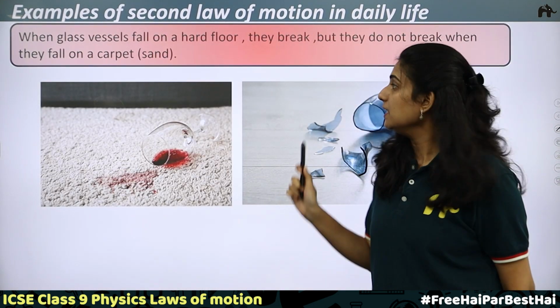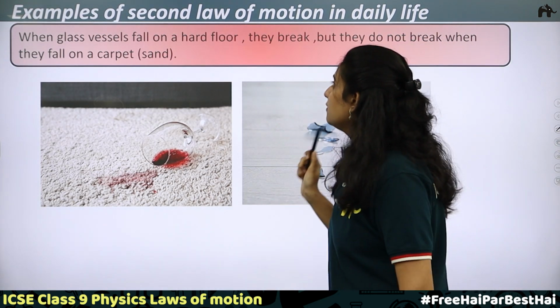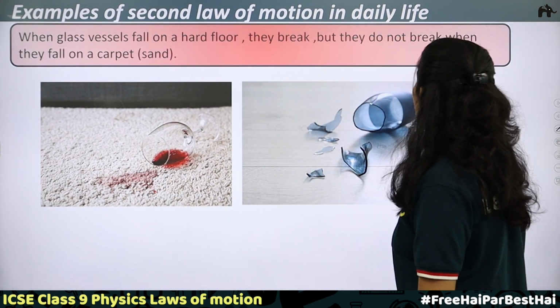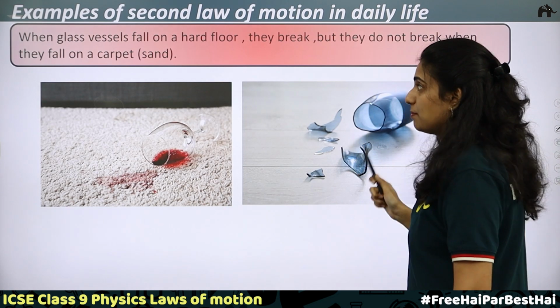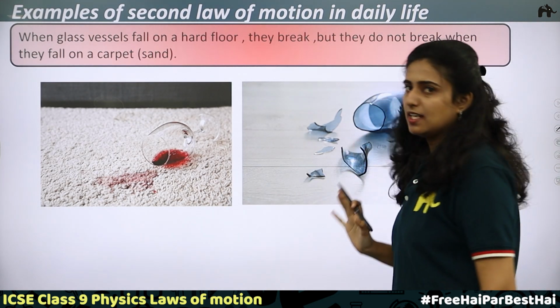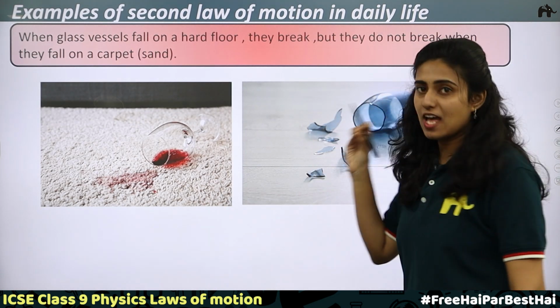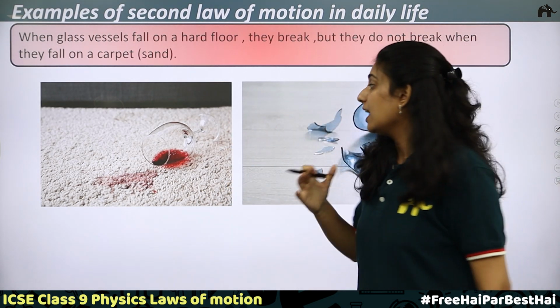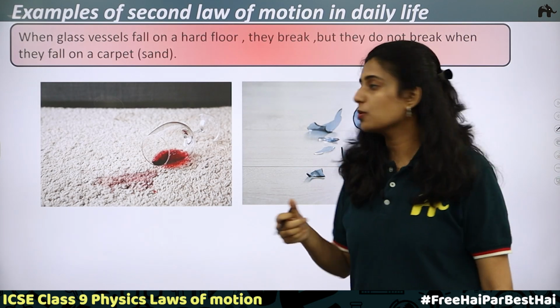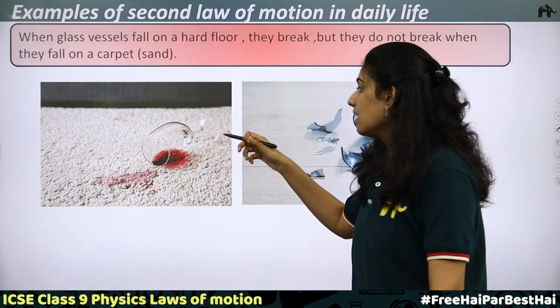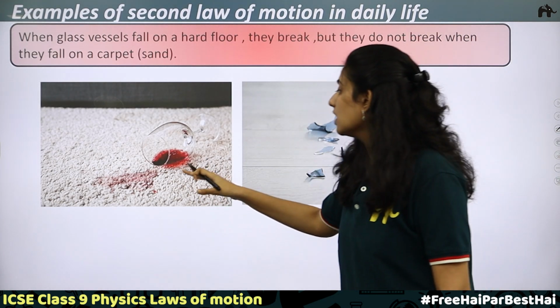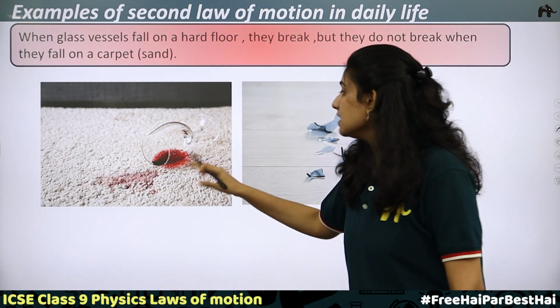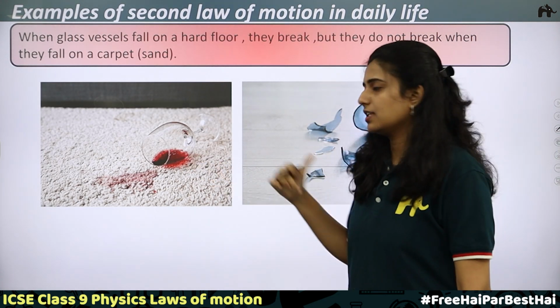Now, take this example. When a glass vessel falls on a hard floor, it breaks, but it does not break when it falls on a carpet or sand. You have experienced this. When you take a glass and drop it on a hard floor, it breaks suddenly. But if you drop it on a carpet, it doesn't break. There are very few chances of it breaking.